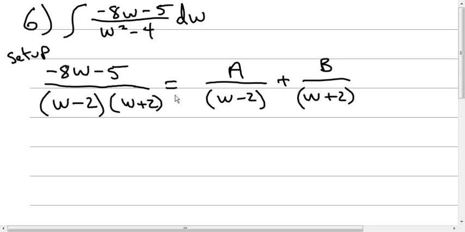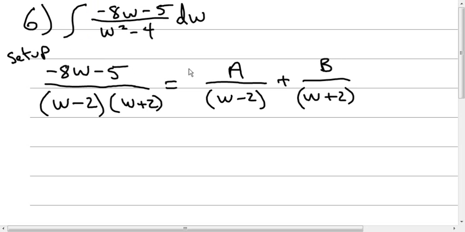Now, there's two ways to proceed from here. You could multiply through by this denominator, you'd get cancellation and then solve for the answer in a normal sort of way. Or you could use the cover-up or knockout method. And I want to use the knockout method. In fact, the main point of doing this whole problem is to show you the knockout method.